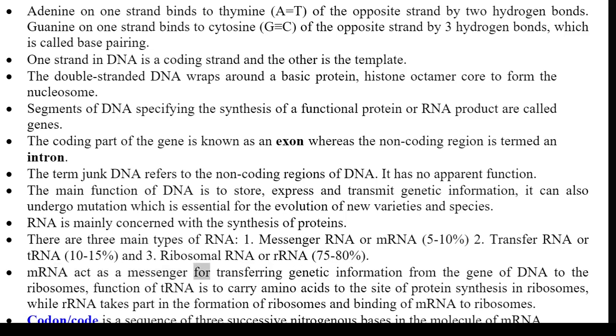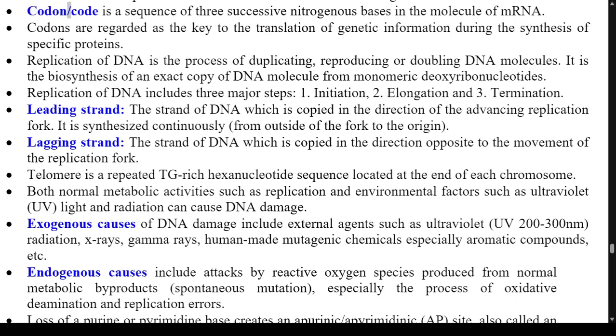mRNA acts as a messenger for transferring genetic information from the gene of DNA to the ribosomes. The function of tRNA is to carry amino acids to the site of protein synthesis in ribosomes, while rRNA takes part in the formation of ribosomes and binding of mRNA to ribosomes. A codon is a sequence of 3 successive nitrogenous bases in the molecule of mRNA. Codons are regarded as the key to the translation of genetic information during the synthesis of specific proteins.